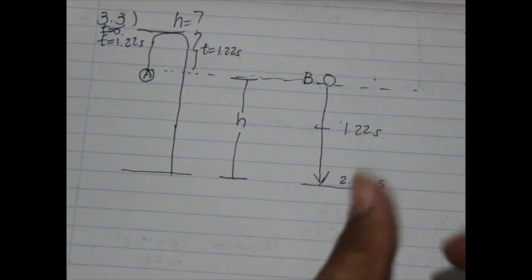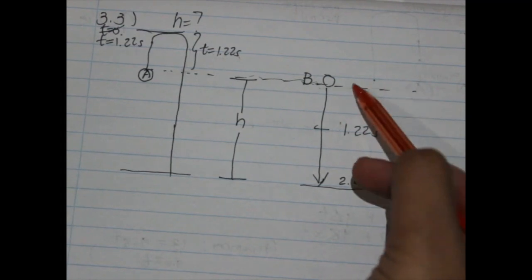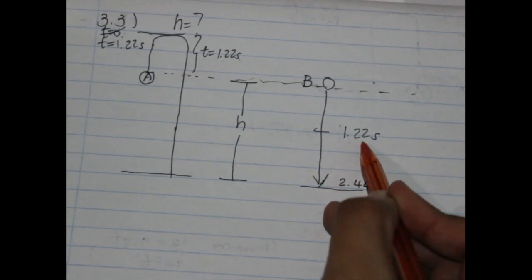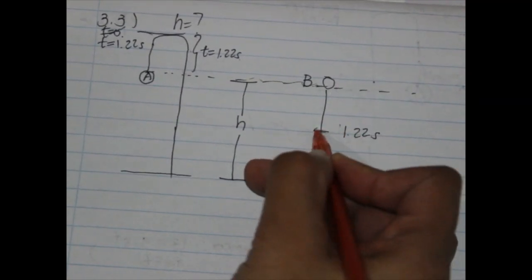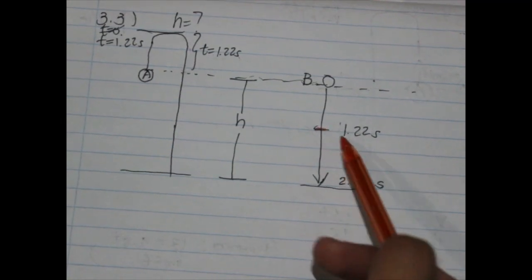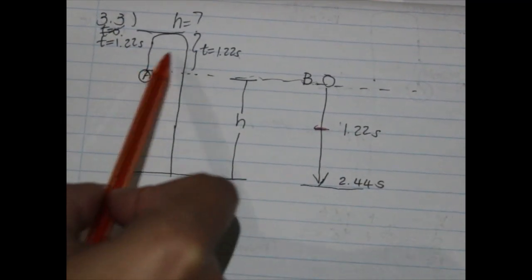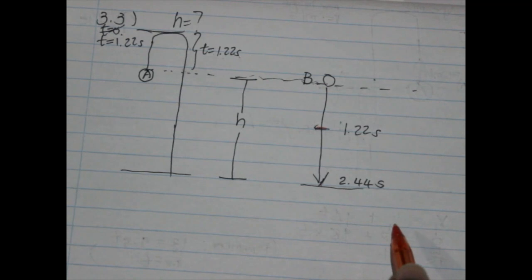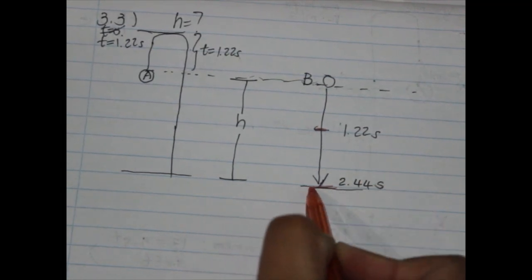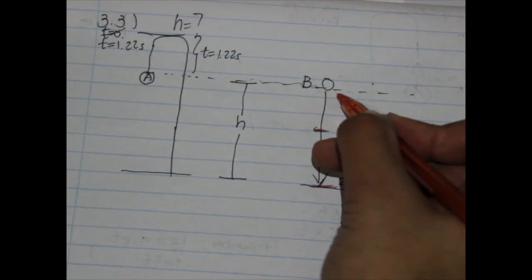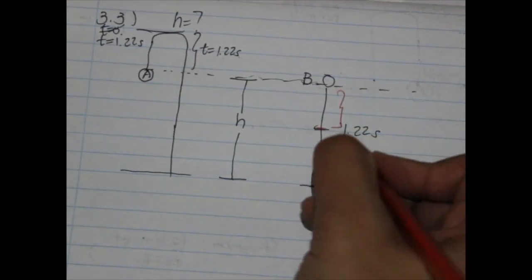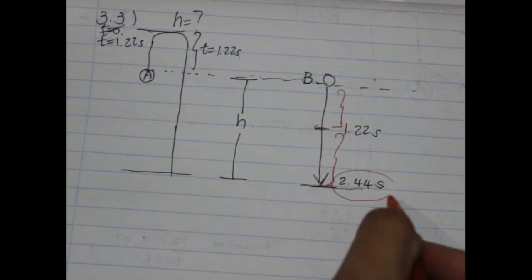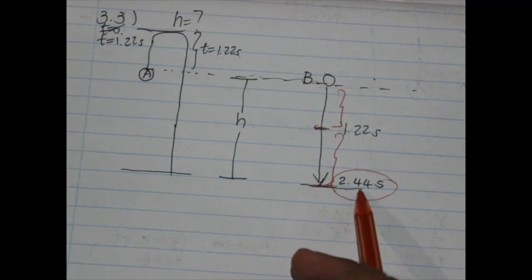When we look at ball B, we see that, as we have calculated, after 1.22 seconds the ball reached this position over here. And after another 1.22 seconds, when this ball went from here to here, the question says that in this time it then reached the ground. So we can safely deduce that it took 1.22 seconds to get from here till here, and another 1.22 seconds to get from here till here. That leaves us with a total of 2.44 seconds.